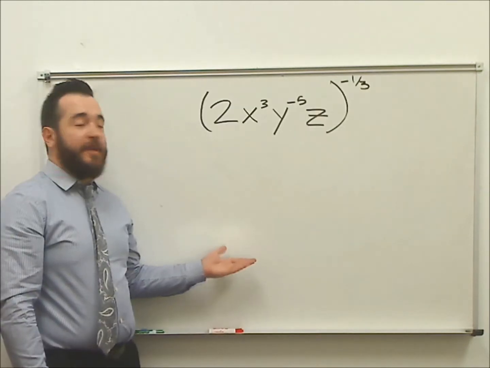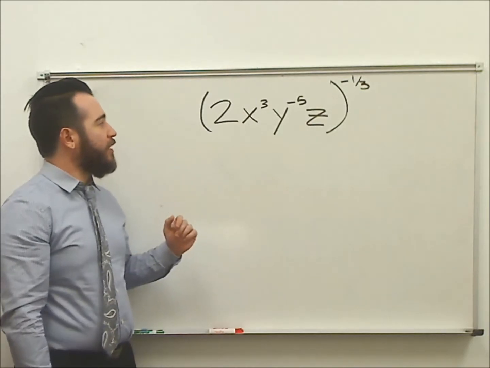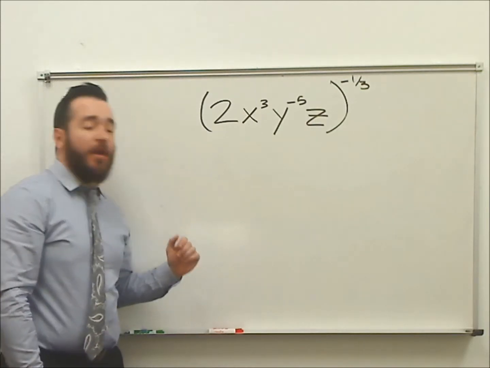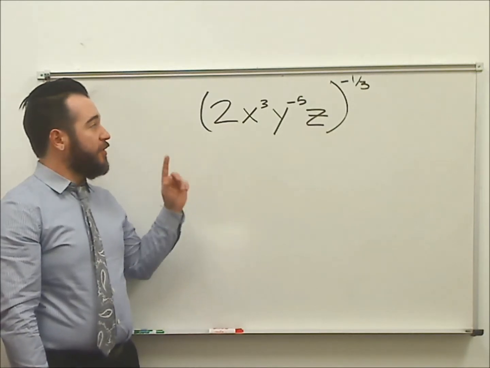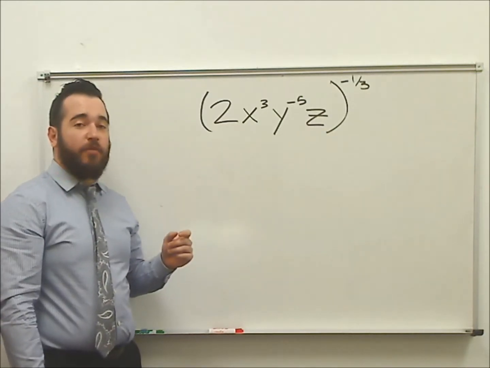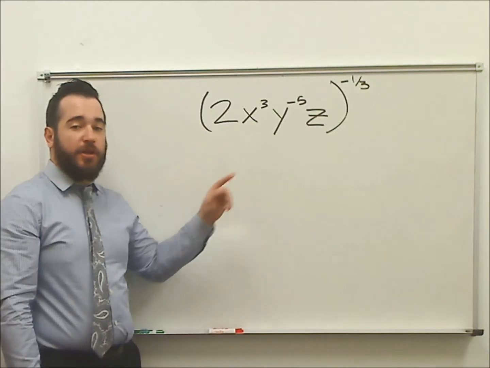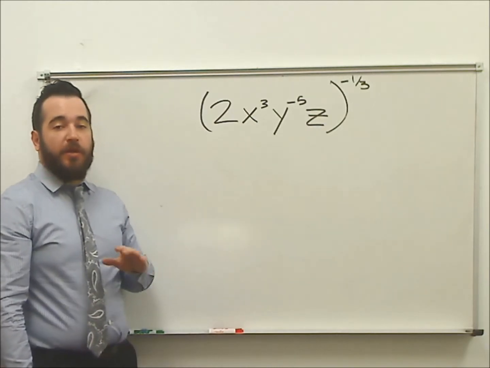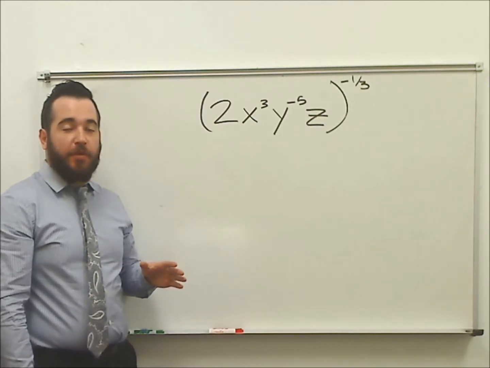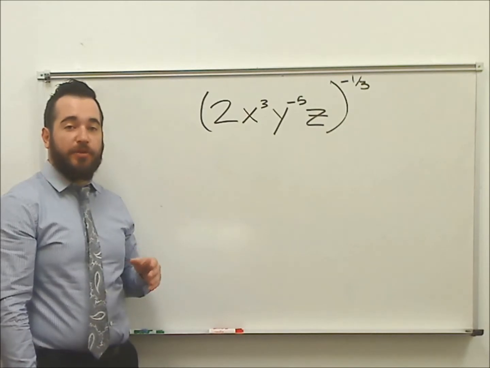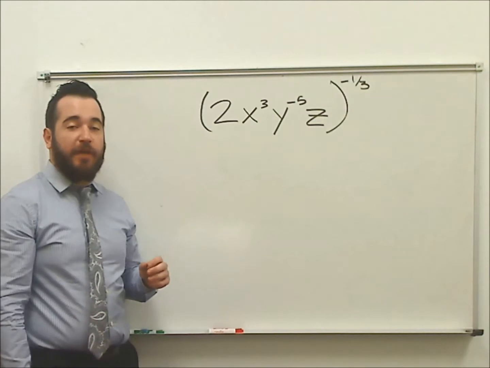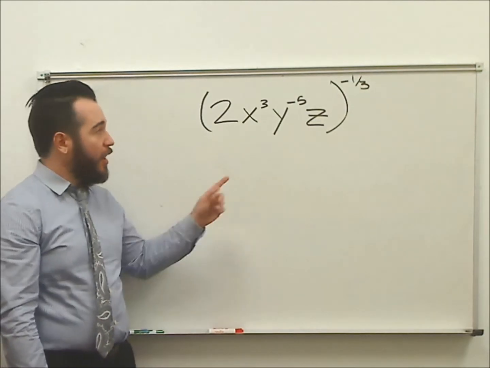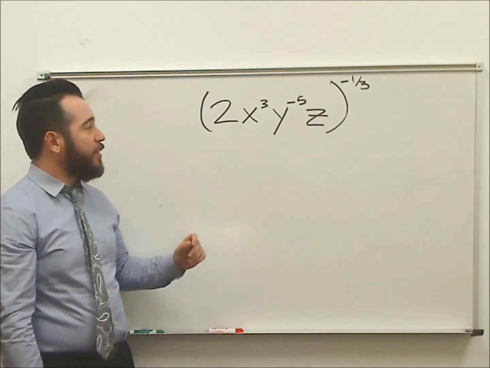All right, here's our example. 2x cubed y to the negative fifth times z, all to the negative 1/3. So what we're going to do first is take that negative 1/3 and run it through each term. By the way, you can do these problems in several different ways as long as you apply the exponent rules correctly. So you may find a different way or different steps to arrive at the same answer. All right, let's take that negative 1/3 and apply it to each term.